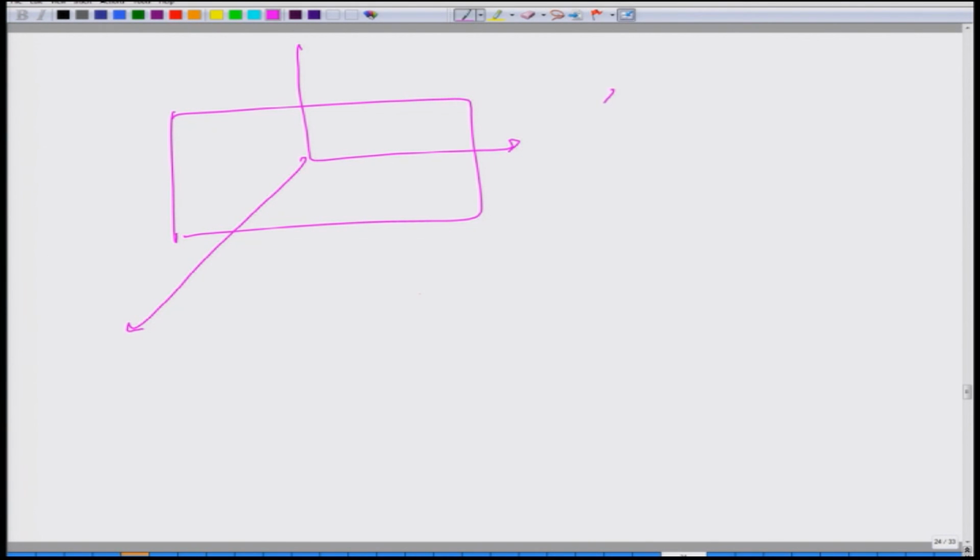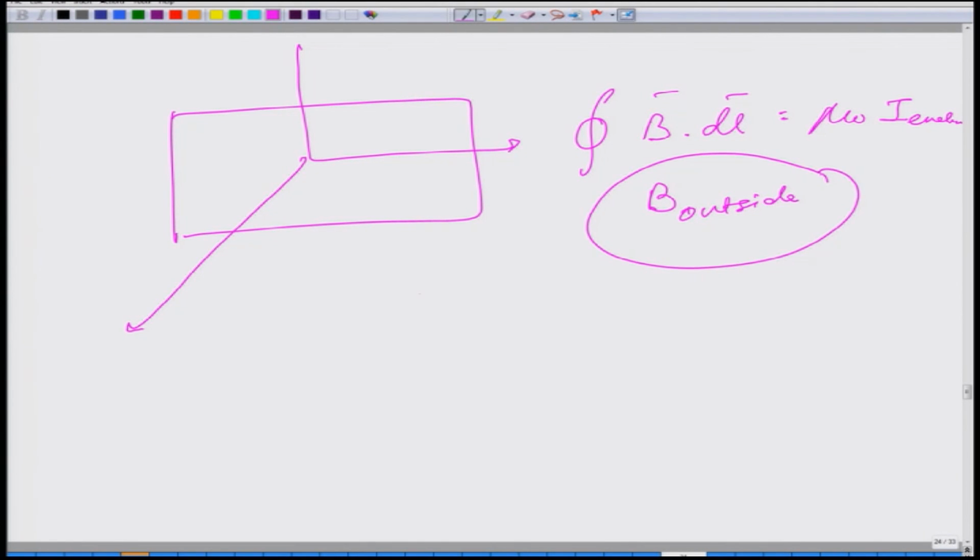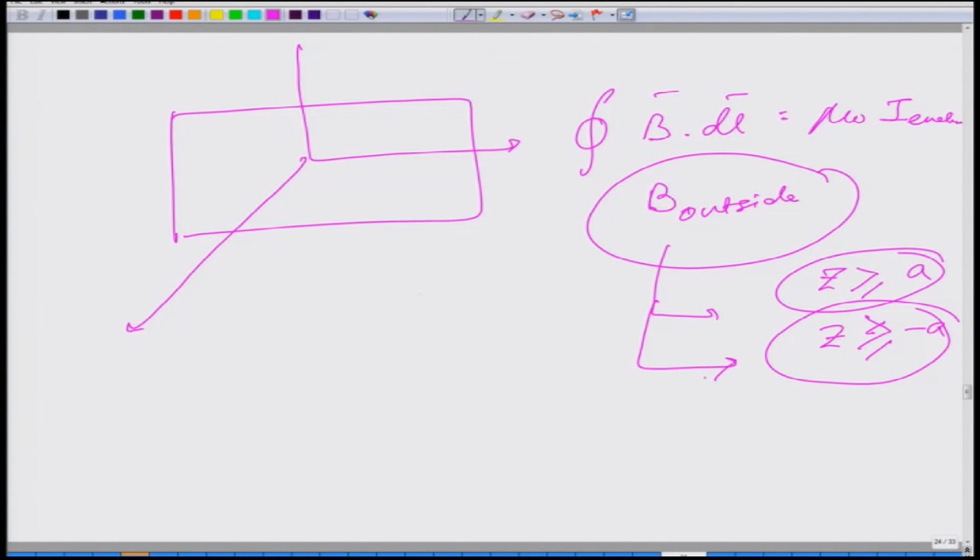Now, to get the magnetic field outside the slab, you will be taking an Amperian loop again, and in that case you will find closed integral of B dot dl will be mu 0 times the total I enclosed, which will again give you B outside. This is for z greater than or equal to a and z less than or equal to minus a. So, you get two expressions for B outside. Solve this using Ampere's law.